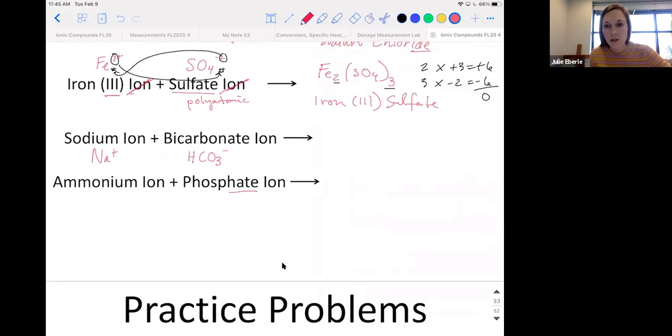So how many of each do you need? Go ahead and write the formula. You got a +1 and a -1. So it should be that if you just need one of each, Na. And do we need parentheses if we just need one bicarbonate? Do I need parentheses around it? That's correct. See head shaking. No. So then we name that, drop the word ion, sodium bicarbonate.